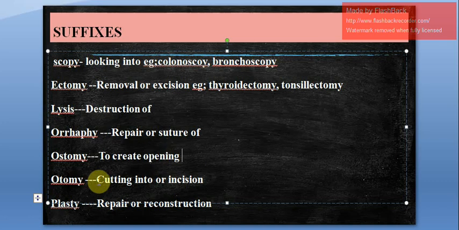Next is otomy. Otomy means you are cutting into or making an incision. So that is referred to as otomy. We have amniotomy, where you are making an incision into the amniotic sac. Next one is plasty. Plasty means repair or construction. For example, we have hernioplasty and all. So plasty means repair. So remember these terminologies, accordingly we have the meanings of these terminologies.